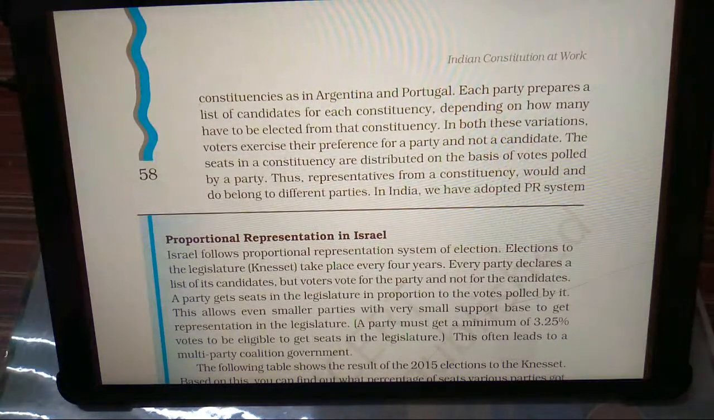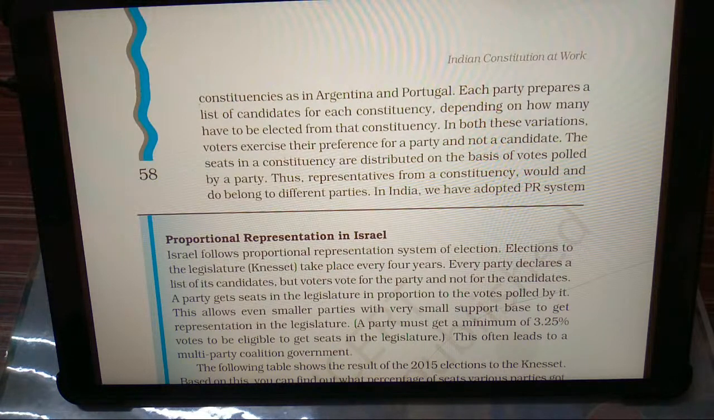Each party prepares a list of candidates for each constituency, depending on how many have to be elected from that constituency. In both these variations, voters exercise their preference for a party and not a candidate. The seats in a constituency are distributed on the basis of votes polled by a party. Thus, representatives from a constituency would belong to different parties.